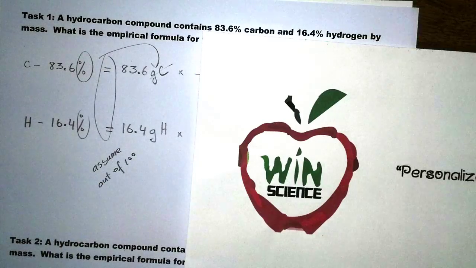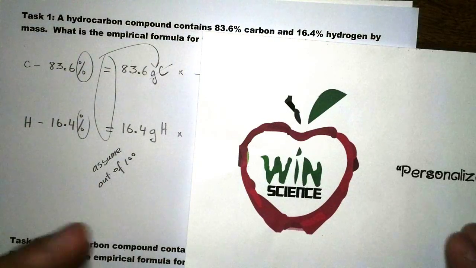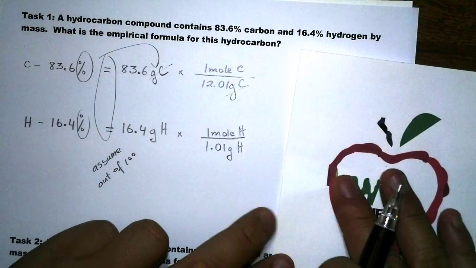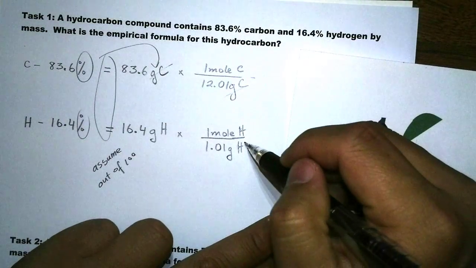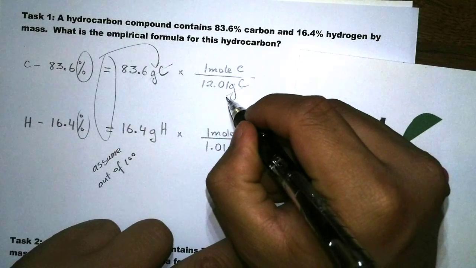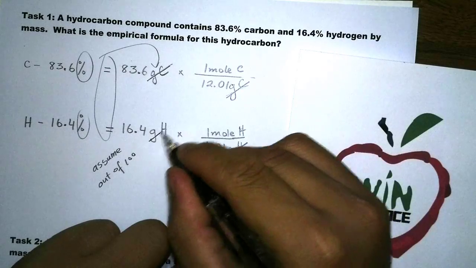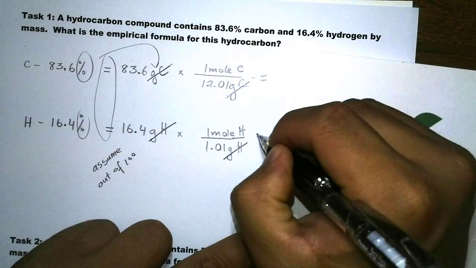Okay, convert to moles. And that's pretty easy. We just find the molar mass conversion factor. So here I have the molar mass for carbon, and I have the molar mass for hydrogen. Notice how the gram is on the bottom to cancel out. Same thing for hydrogen, we cancel that out, and that will give us our number of moles.